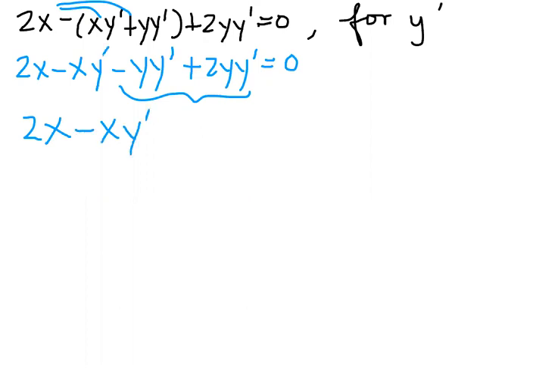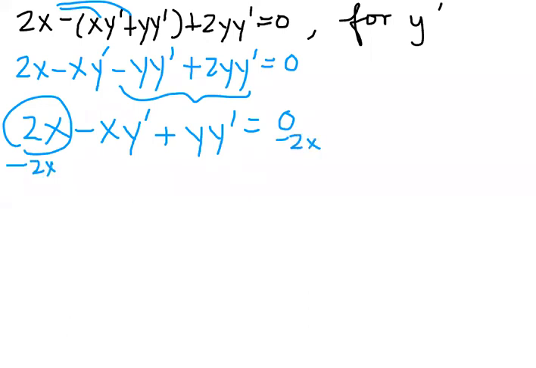Excuse me, I'm pretty sure there's a prime on there that I forgot. xy prime plus y times y prime equals 0. And we'll take this 2x term that doesn't have a y prime on it and subtract it over to the right-hand side. So on the left-hand side, we have negative xy prime plus y times y prime equals, I'm sorry, equals negative 2x.